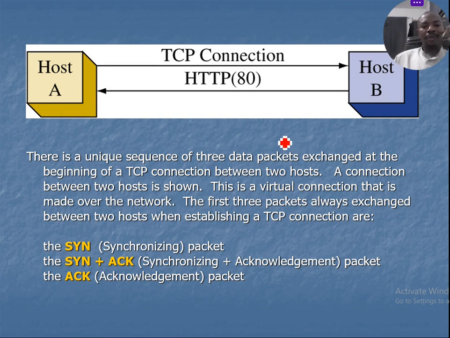So there is always a unique sequence of three data packets exchanged at the beginning of a TCP connection. We're going to describe these three data packet exchanges at the beginning of every TCP connection between two hosts. So once we have two hosts, host A in this manner and host B, there is always a three-way connection that will be established. We're going to describe them, okay, quickly. The connection between the two hosts is what we're going to describe as follows.